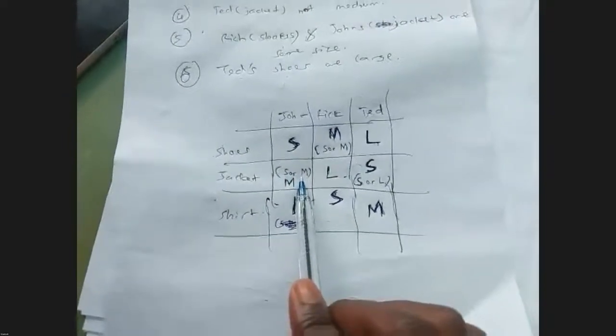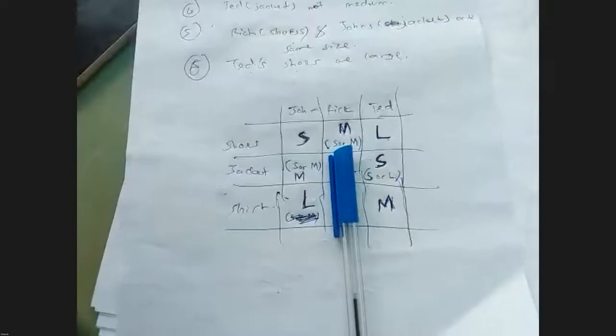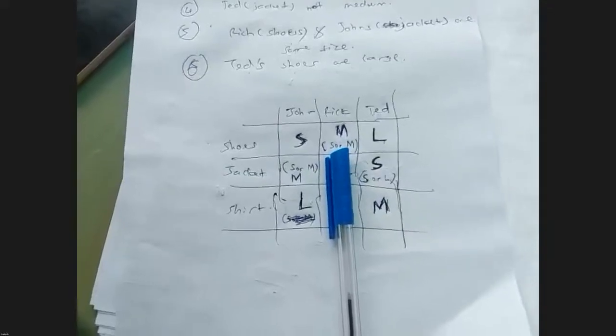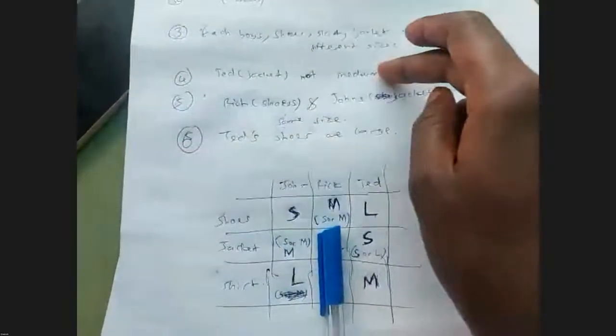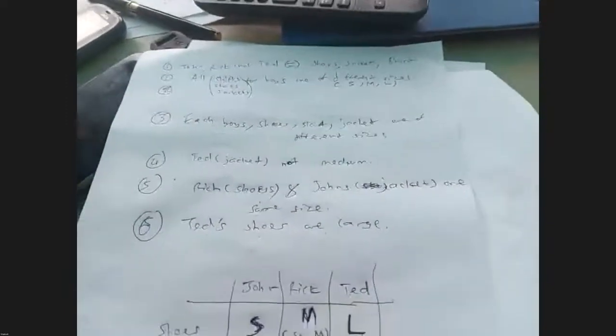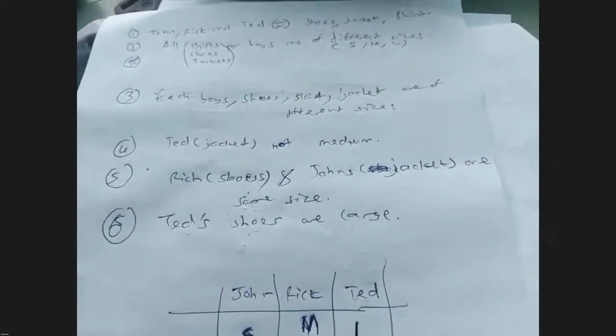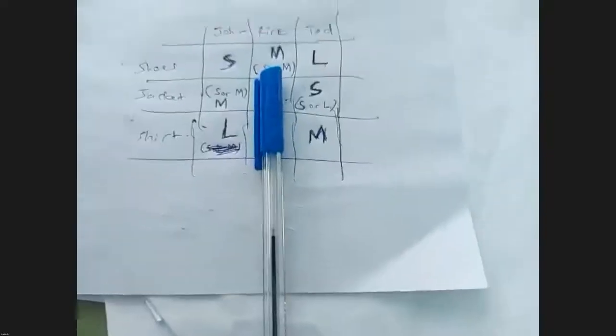On Teddy's jacket, there is small and there's medium. But remember, in the statement they said Teddy's is not medium. So we had small or large. How do we end up with the small? Why not large? Abdul, maybe to respond, if she goes back to the question, they said none of these three can have the same size of the three things they put on. So if you already have large and medium somewhere, automatically the other one becomes small.